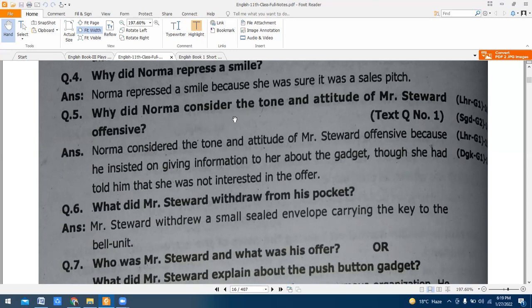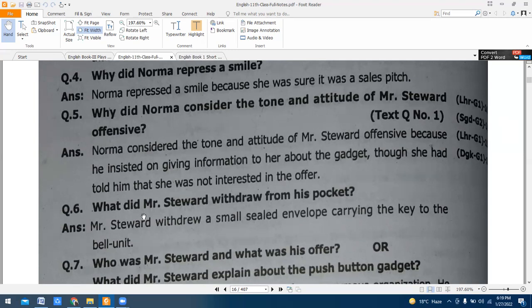Why did Norma consider the tone and attitude of Mr. Stewart offensive? Norma considered the tone and attitude of Mr. Stewart offensive because he insisted on giving information to her about the gadget, though she had told him that she was not interested in the offer.